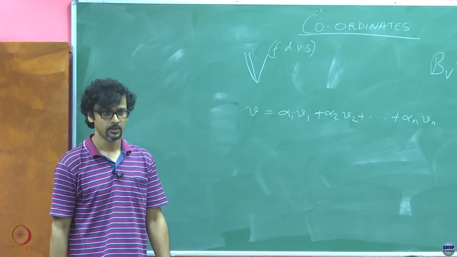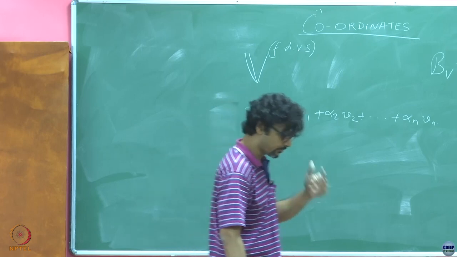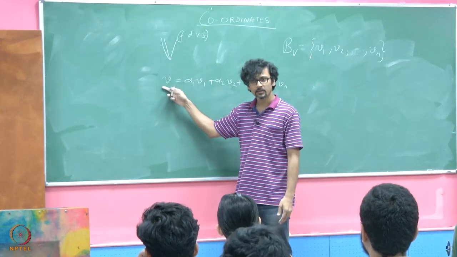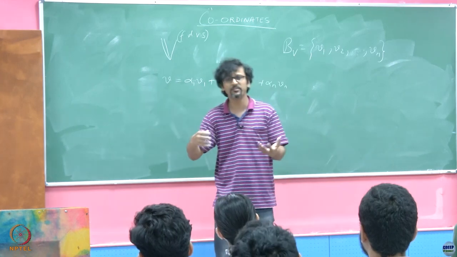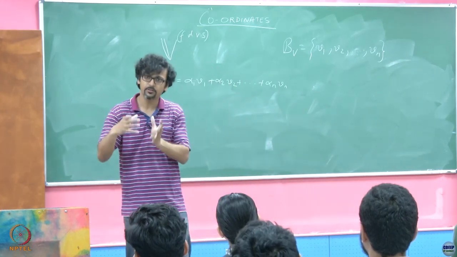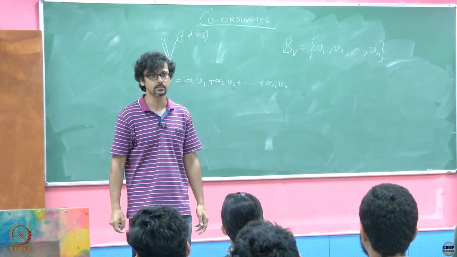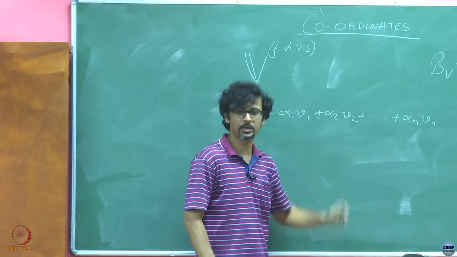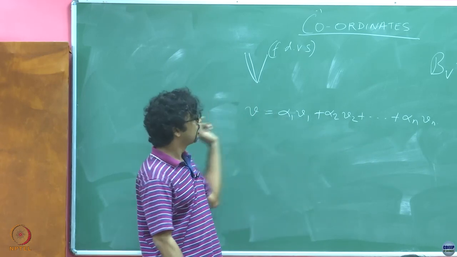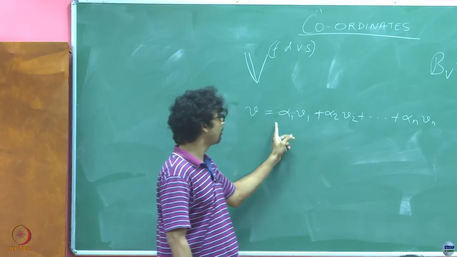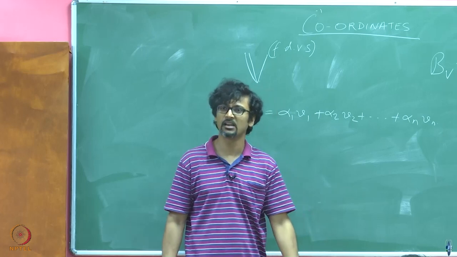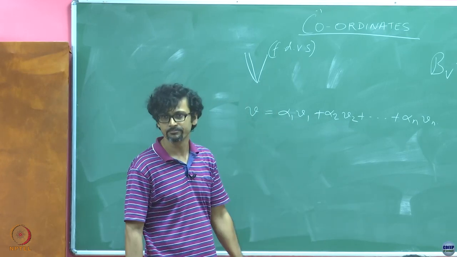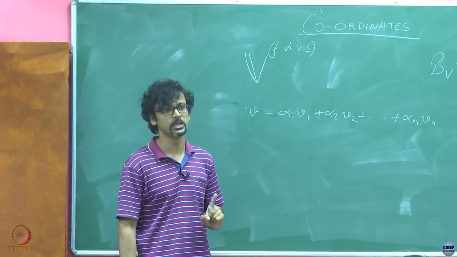all right? Now think about it. If you want to convey to your friend what a vector is, and you and your friend are both privy or both are aware of a certain common basis that you have in mind, then you don't even need to mention these v's separately. You can just blurt out these numbers alpha 1, alpha 2, alpha 3, dot, dot, dot, till alpha n, and your friend will immediately know what vector you have in mind. But there is one crucial detail.